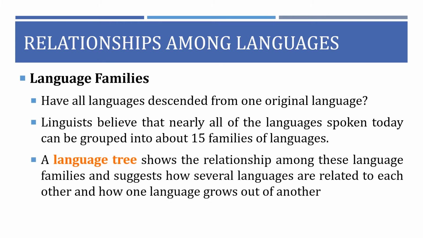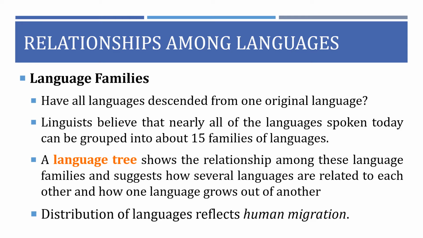A language tree shows the relationship among these language families and suggests how several languages are related to each other and how one language grows out of another. So the distribution of languages really reflects human migration. That's how new languages come about. As a group splits off, they become isolated, they encounter new things, they have to make up new words for it.